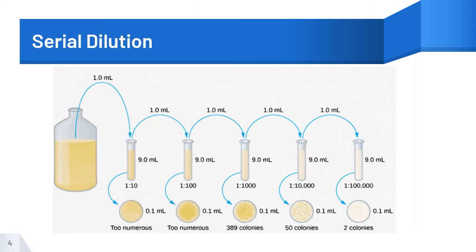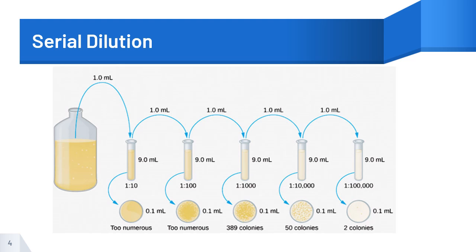After preparation of the initial suspension, we need to perform the serial dilution. The preparation of serial dilutions helps to reduce the microbial concentration. The first step is to prepare the initial suspension, that will be 10 power minus 1. From the 10 power minus 1 dilution, we take 1 ml and add it to the next tube.